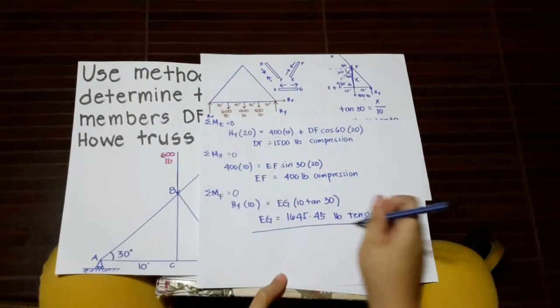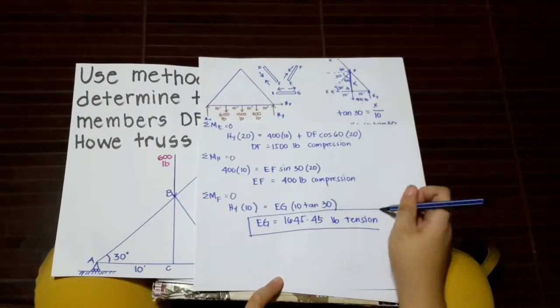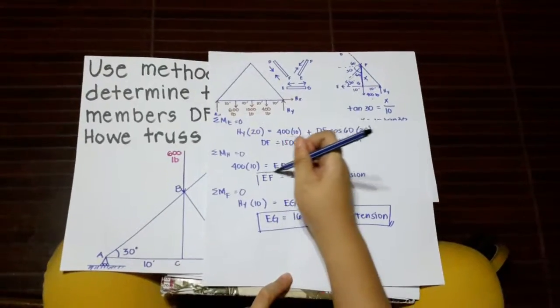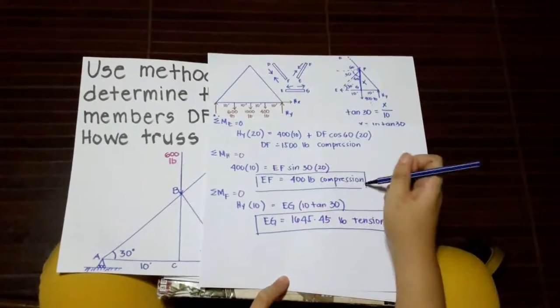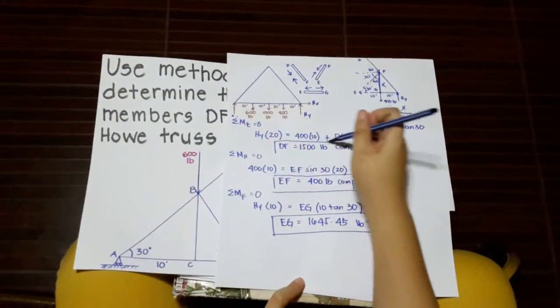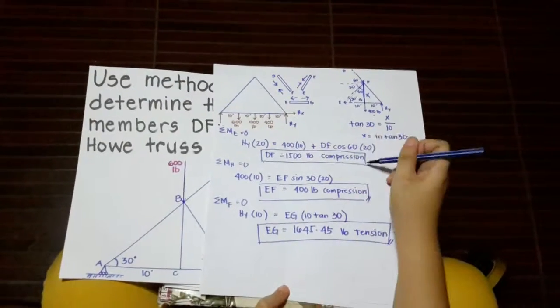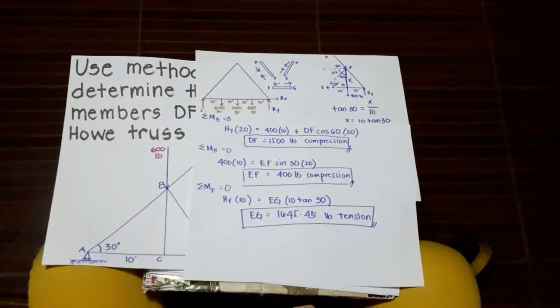So there we have it. We have the members EG, EF, and DF. So there. Thank you.